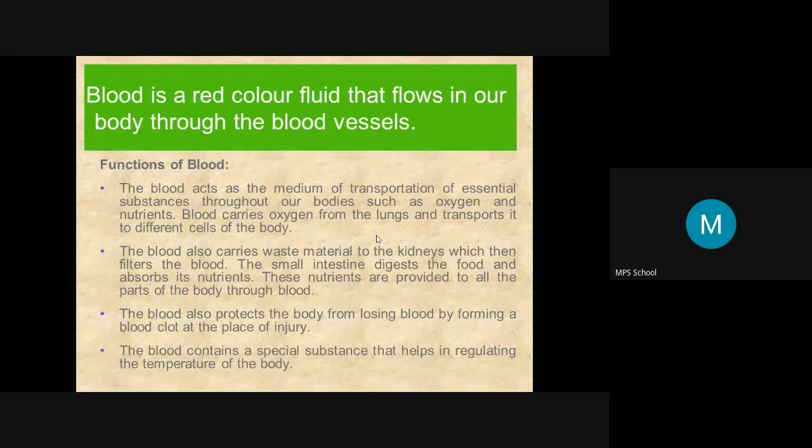And the blood also protects the body from losing blood by forming a blood clot at the place of injury. When injuries happen, blood will help in protecting and forming the blood clots. And blood also has special substances which will keep our body temperature at the normal level. These are a few functions.